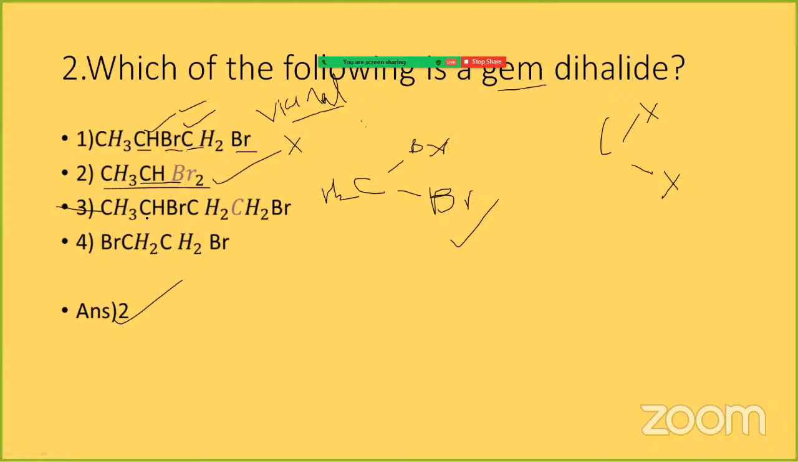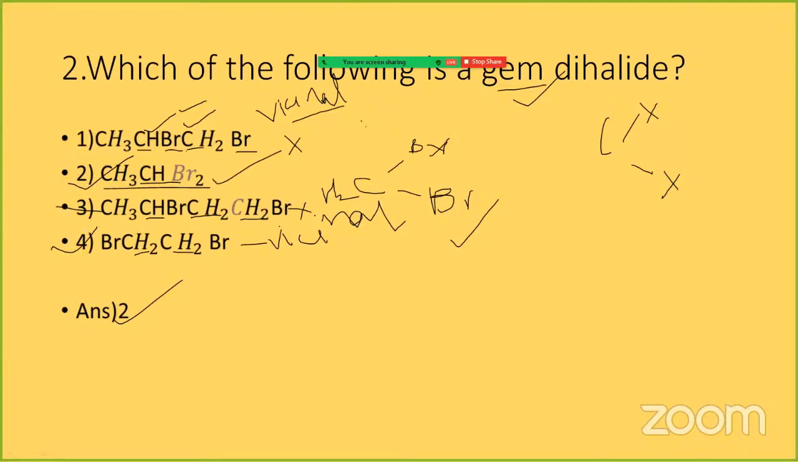And the third also, if you look, one carbon is having bromine, and the last carbon, in between an alkyl group is there. So they will not come under either vicinal or gem dihalide. This example will come under vicinal dihalide. So this is also a wrong answer, because in the question they have asked about gem dihalide. That's why our option is the second answer.